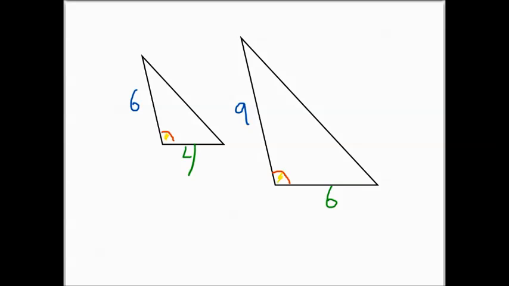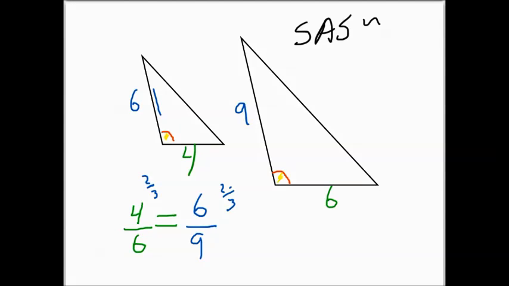And so we want to check to see whether the sides are proportional or not, because we want to potentially use SAS similarity. So to verify that the sides are proportional, we'll need to check proportions. And so therefore these two triangles are indeed similar.